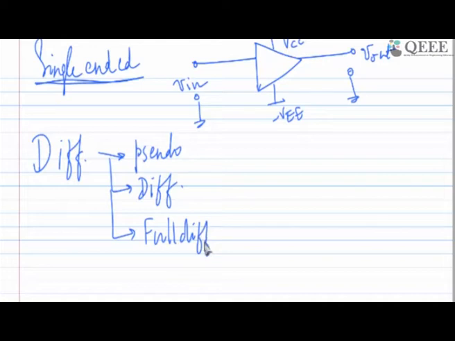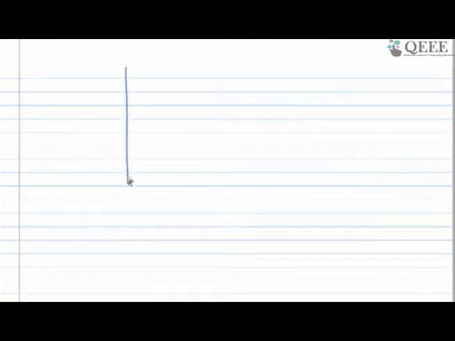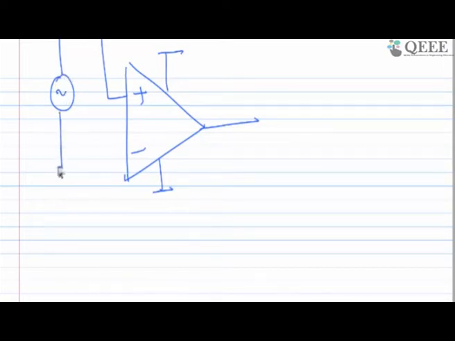Wherever there is the word fully differential or pseudo differential, it all means that I am going to give the input, which will have basically two inputs, one plus and one minus, and both will have a phase difference of 180 degrees. If I am doing this, it is going to be called differential input. And how does it look? It looks like this. This amplifier has two inputs. One is a sine wave, another is also a sine wave, but both have to have 180 degree phase shift.